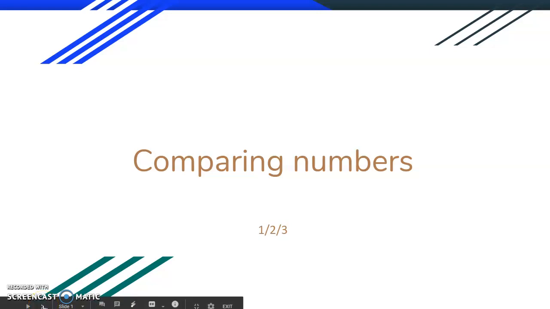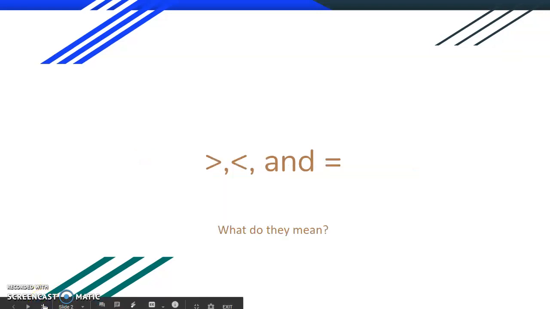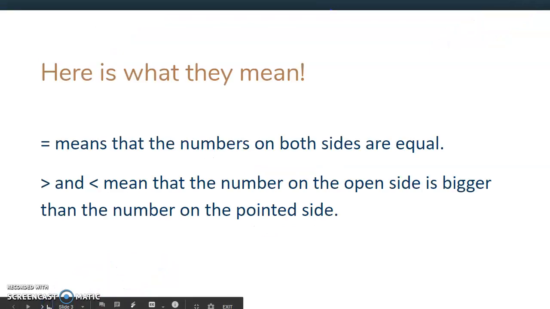So today we're going to talk about comparing two numbers to each other and finding out if one's bigger than the other or if they're the same. So these symbols, and you may be wondering what they mean. So we have a greater than symbol, a less than symbol, and an equal sign. Well, here's what they mean.